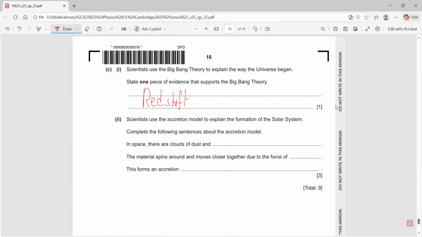Complete the following sentences. In space, there are clouds of dust and gas. The material spins around and moves closer due to the force of gravity. This forms an accretion disk. So this accretion disk happens due to gravity, and there are clouds of dust and gas.